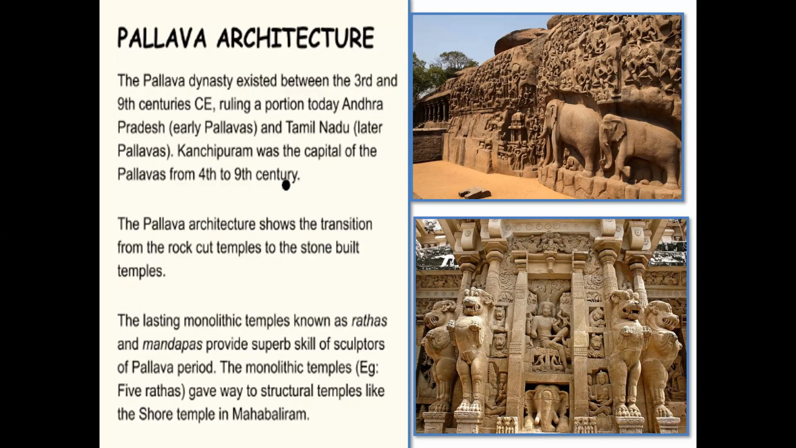Pallava architecture shows the transition from rock-cut temples to stone-built temples. The lasting monolithic temples known as rathas and mandapas show the superb skill of the sculptors of the Pallava period. The monolithic temples gave way to structural temples like the Shore Temple in Mahabalipuram.